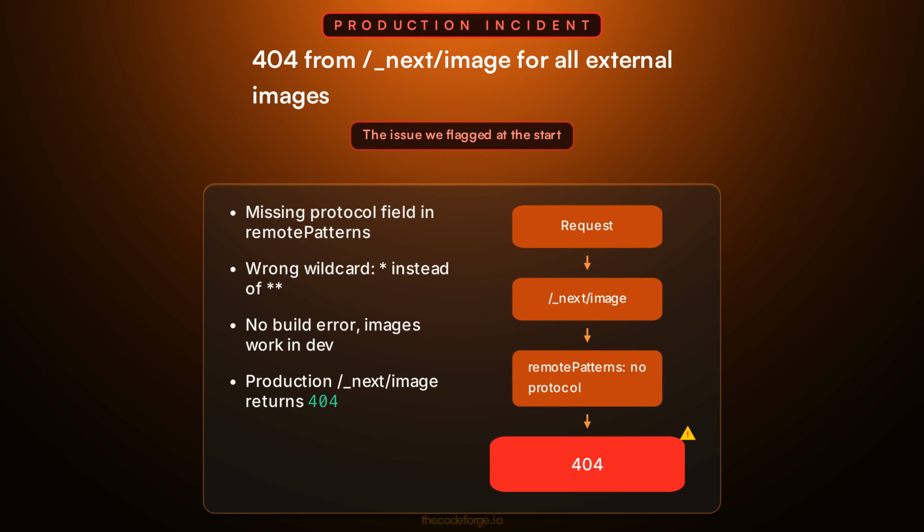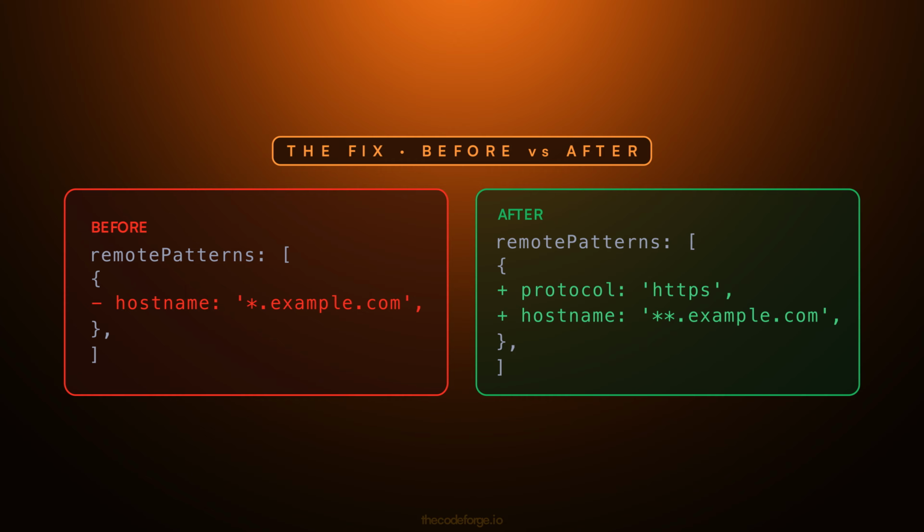This is the same issue we highlighted at the start. Here's exactly why that happened. The team wrote hostname example.com and omitted the protocol field. In development, images appear because Next.js uses unoptimized images. But in production, next/image enforces remotePatterns and rejected every request. The remotePatterns entry omitted the required protocol field and used a single asterisk wildcard instead of double asterisks, causing every external image to silently return 404 in production.